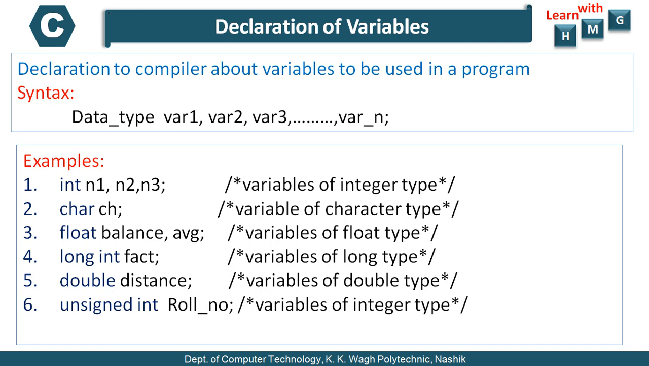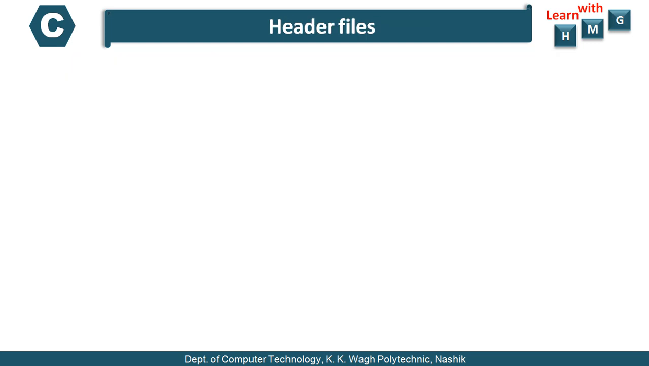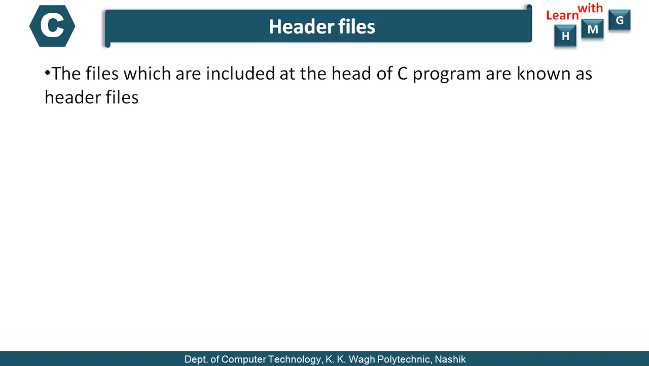The next concept which is required, a basic concept of the C language, is the header file. What do you mean by header file? The files which are included at the head part of a C program are known as header files. What does the head part mean? The beginning part of your program is called the heading part, and the files are specified there and are called header files, and hence their extension is .h.